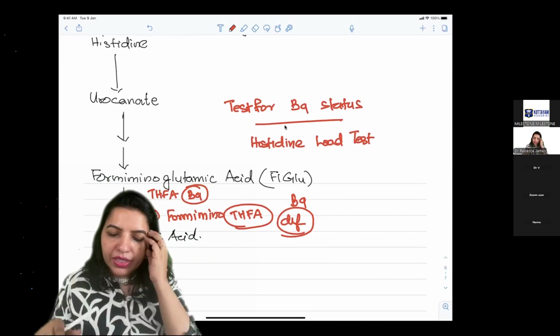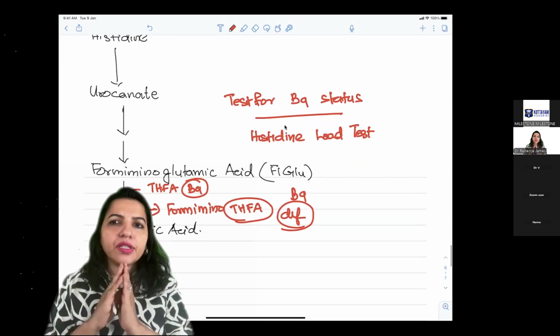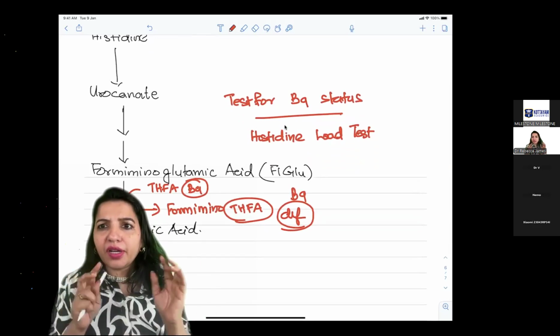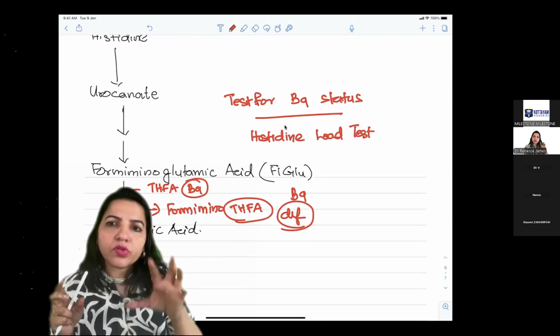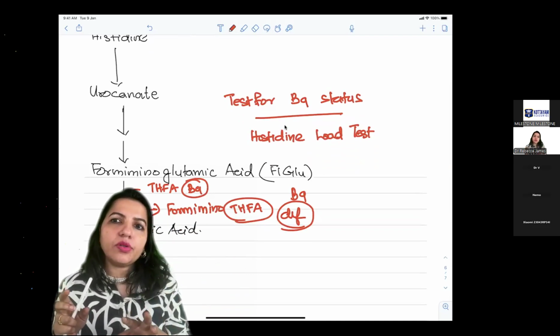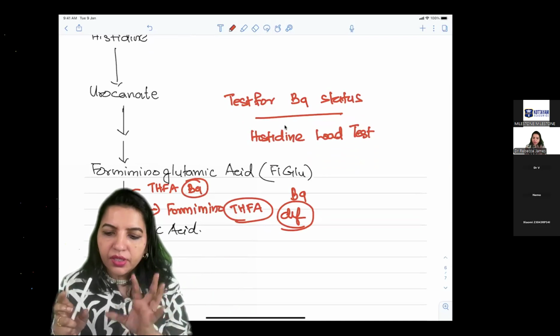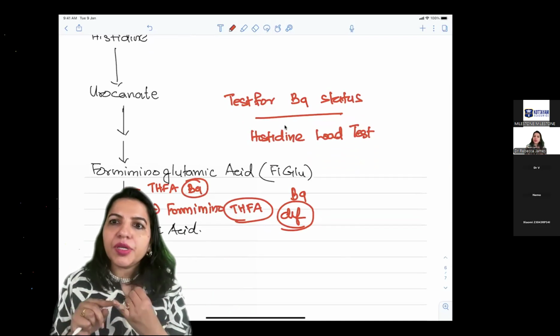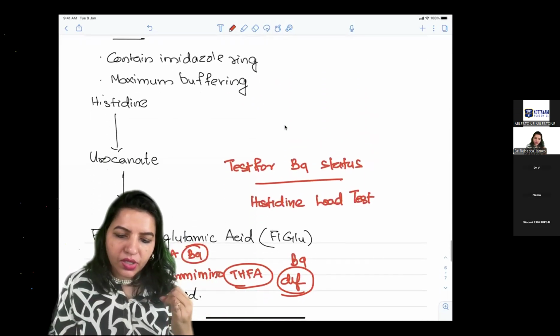Okay, so that is only whenever you are learning, you don't have to learn everything. I'm just highlighting few things. The one thing you need to learn about histidine is that fig glue is excreted. It is related to B9 deficiency that is asked. So that is why we are learning.